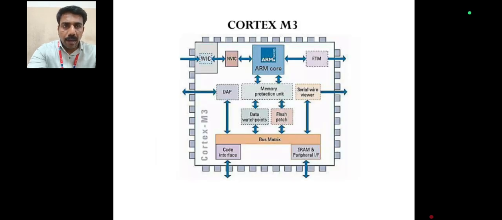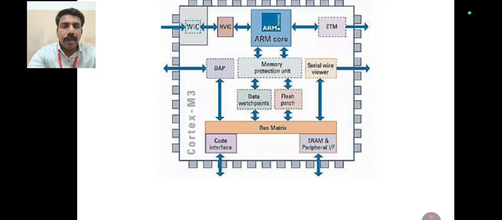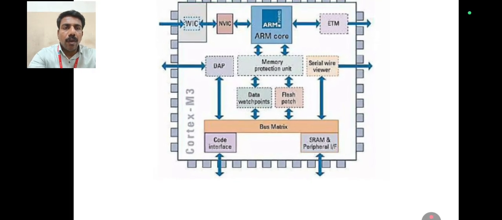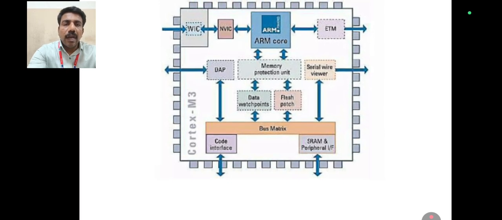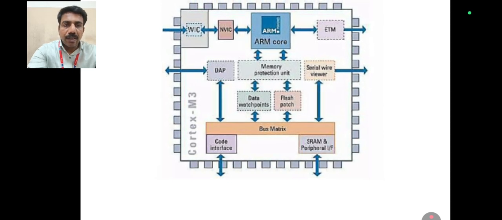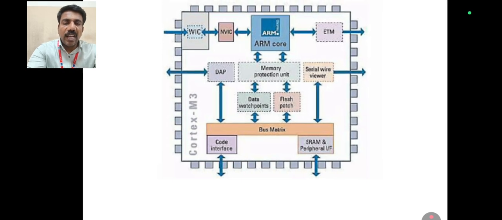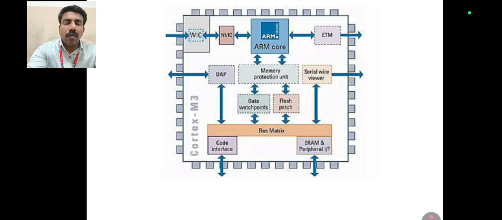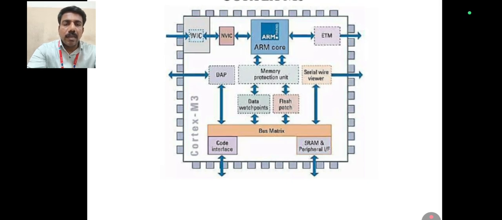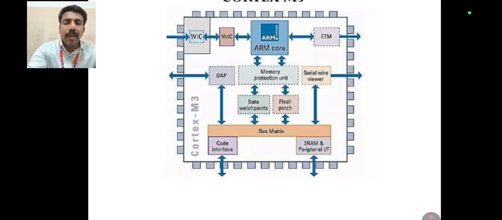Next, ARM Cortex-M3. The ARM Cortex-M3 has an ARM core. It has a memory protection unit, serial wire viewer. It has a flash patch and data watchpoints. The flash patch is used for memory, and data watchpoints are for controlling and watchdog timer. It has an SRAM, peripheral interface, and a code interface, DAP and WIC.